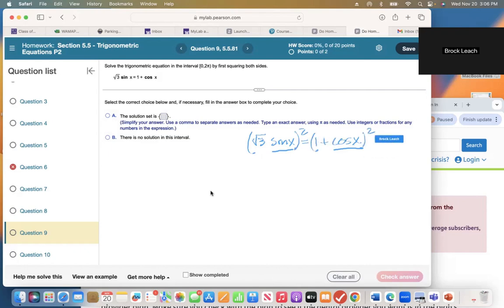So I'm going to square both sides of this equation. Now remember over here, when we go 1 plus cosine x squared, this is 2. We have to FOIL this. It's not just going to give you 1 squared plus cosine squared x. This is times, so we can just square both parts there. So that just gives me 3 sine squared x. All right, square root of 3 squared. So we just square this part and then we square that part.